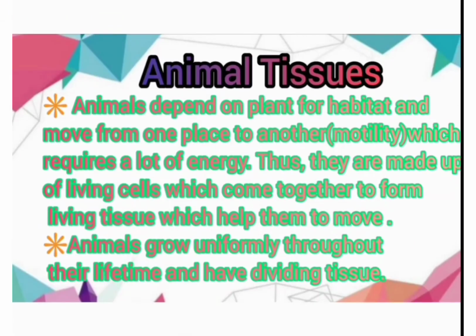Animal tissues. Animals do not depend on plants for habitat and move from one place to another, which is known as motility, and which requires a lot of energy. Thus, they are made up of living cells which come together to form living tissue which helps them to move. Animals grow uniformly throughout their lifetime and have dividing tissue which helps them to grow.